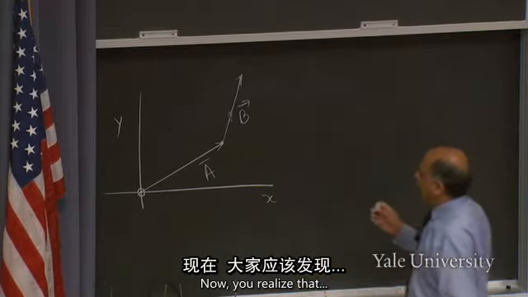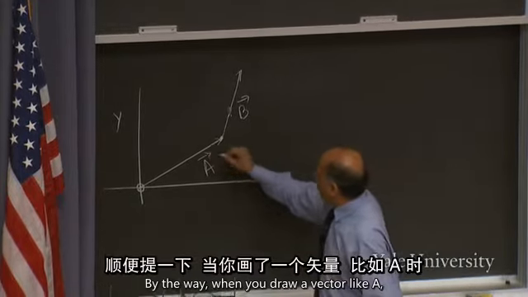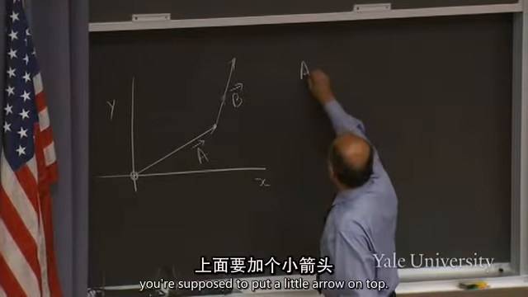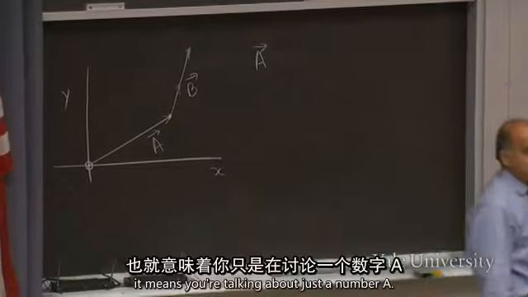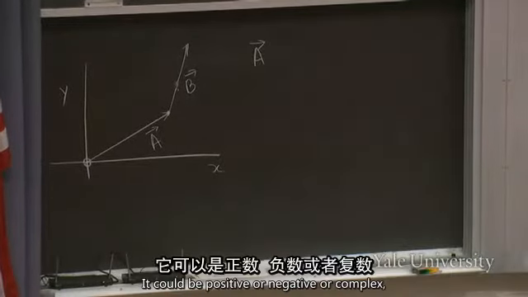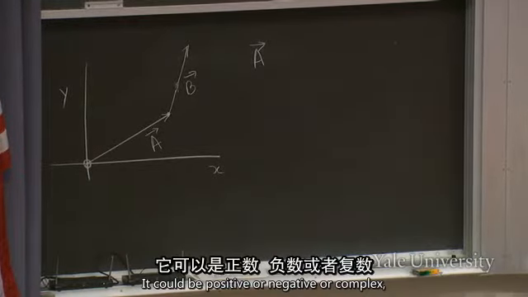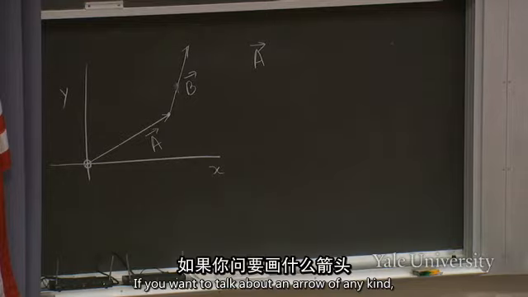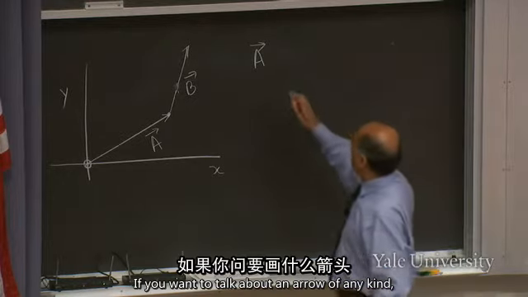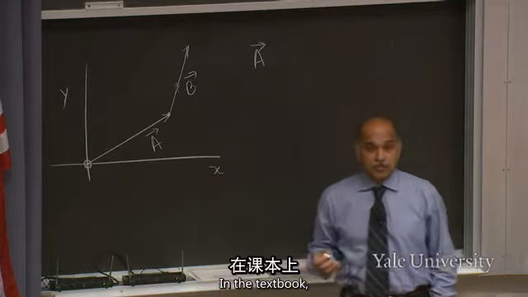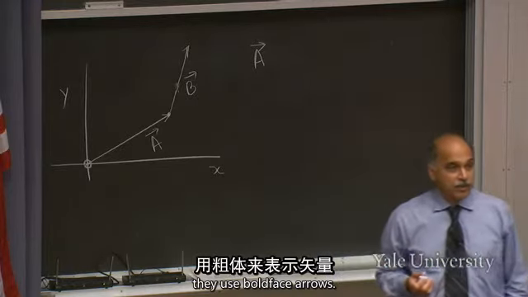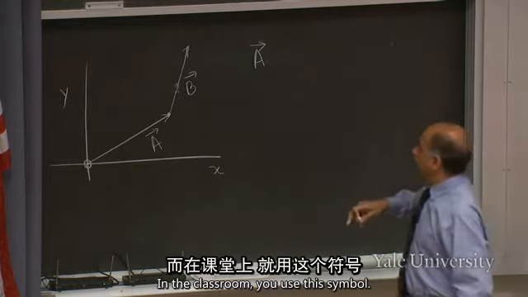And now you realize that, by the way, when you draw a vector like A, you're supposed to put a little arrow on top. If you don't put an arrow on top, it means you're talking about just a number A, which could be positive or negative or complex, but it's just an ordinary number. If you want to talk about an arrow of any kind, you've got to put a little arrow on top of it. In a textbook, they use boldface letters. In the classroom, you use this symbol.